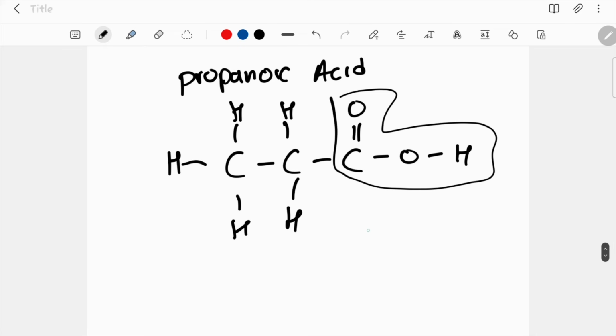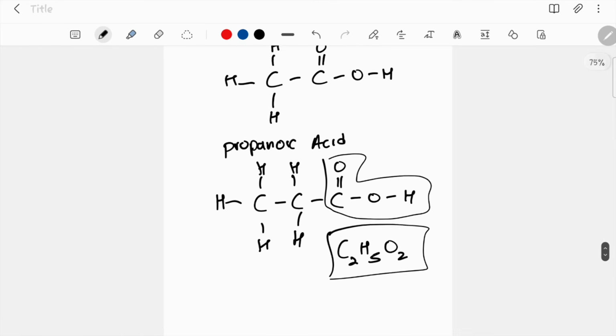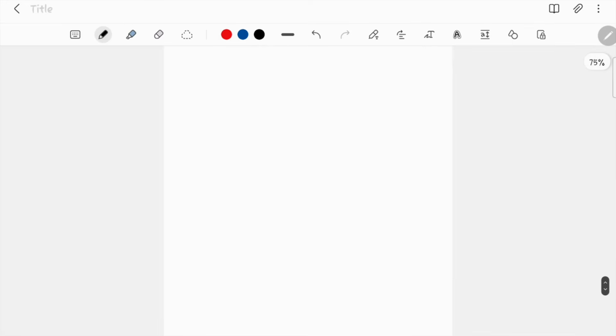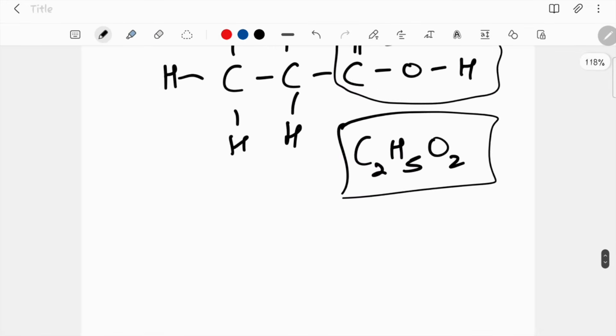Okay, look, it agrees with the formula. C3H6O2. Does that agree with it? Yes, it does agree with it. This is the formula. Okay, so that marks the end of the carboxylic acids. Okay, let's have a look at alcohols.